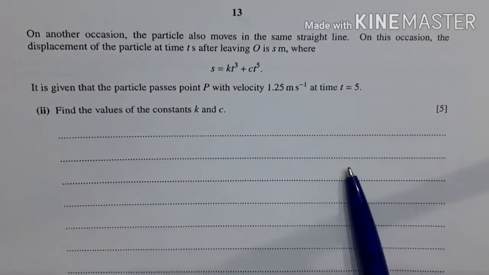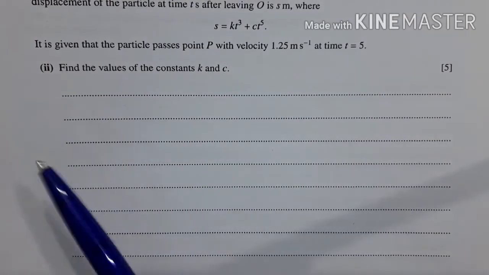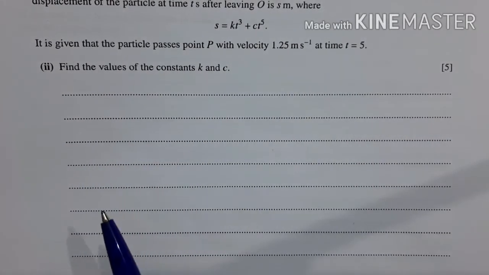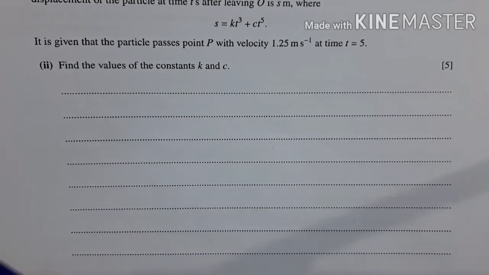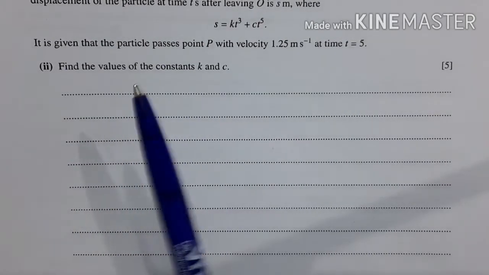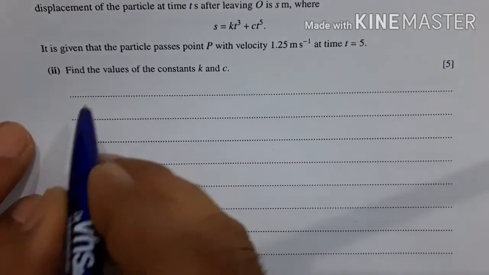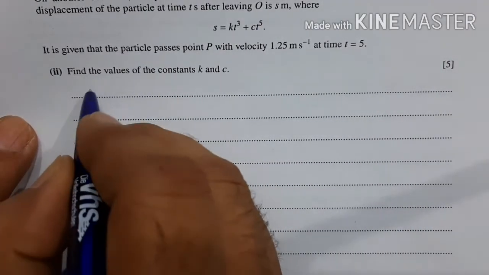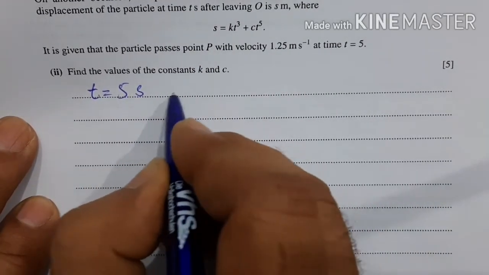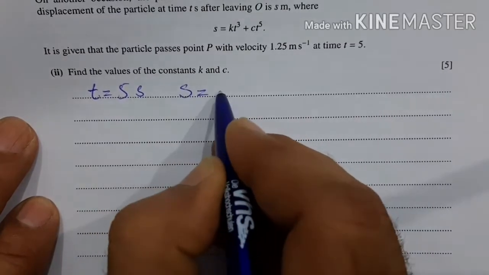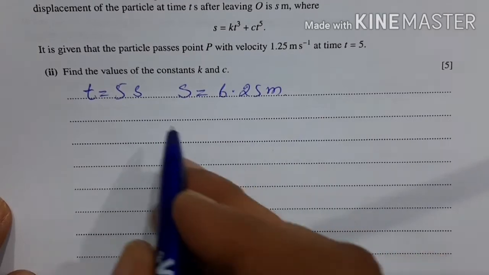So first of all, you must know that if we have two constants, it means we should have two equations to solve them simultaneously and get these two constants. So our first priority is to find those two simultaneous equations. We know from the previous part that when t was 5 seconds, the particle was at P and the distance was 6.25 meters. This is from part 1.